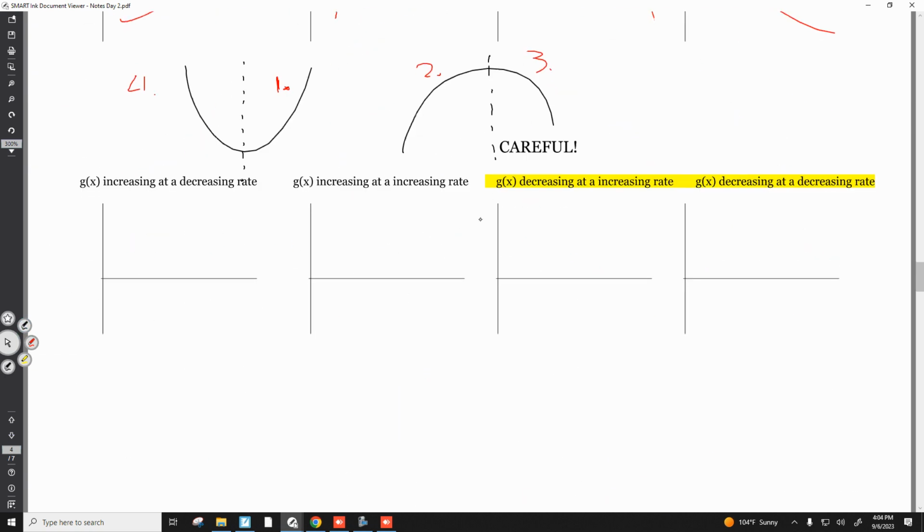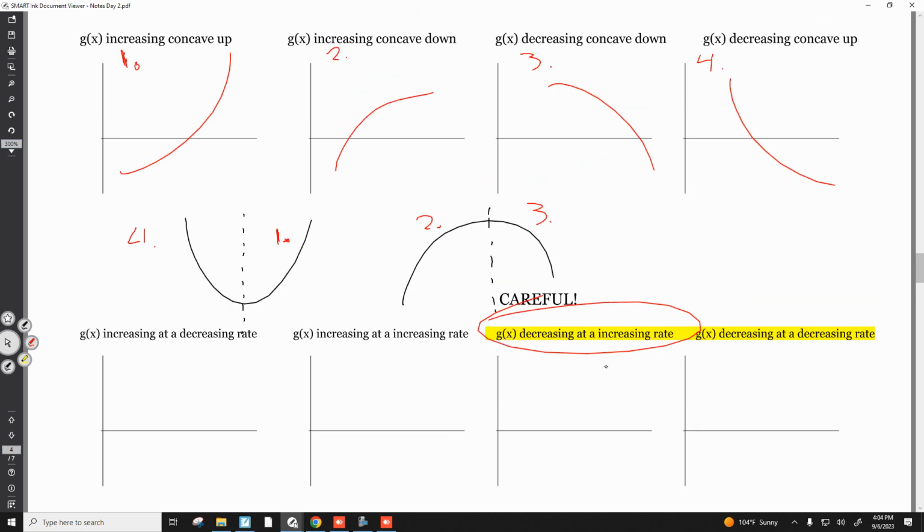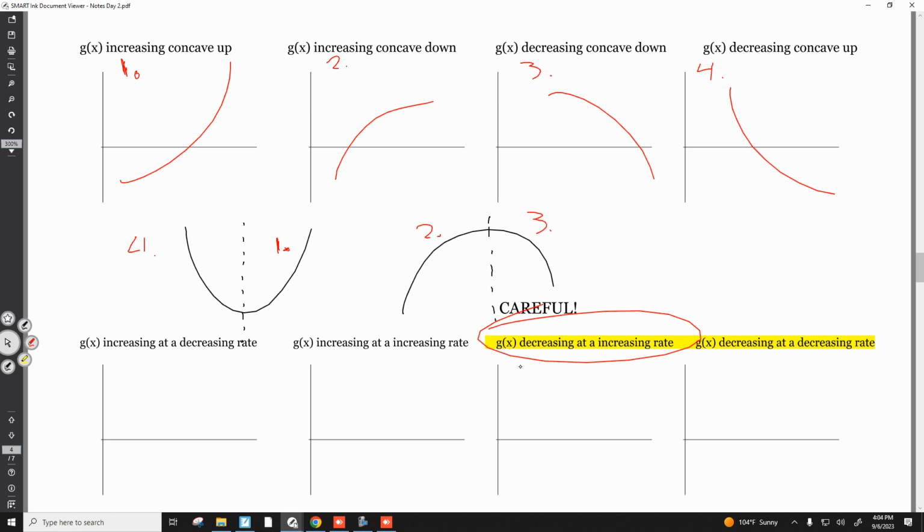Sketch something where G is decreasing at an increasing rate. Yeah, this is where it gets tricky. I'll tell you what, it's one of these four: 1, 2, 3, or 4. Which one is it? Decreasing at an increasing rate. Which one is it?